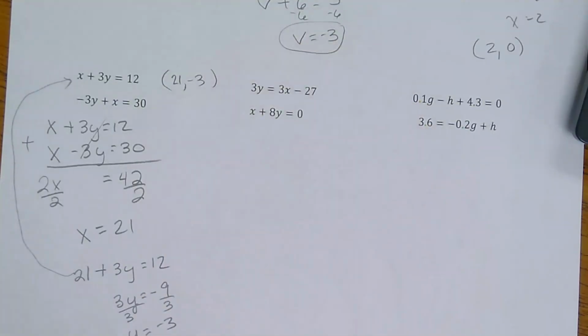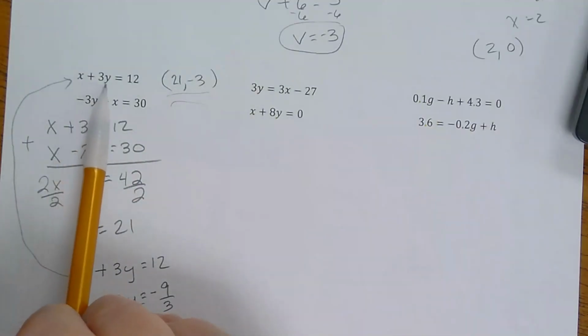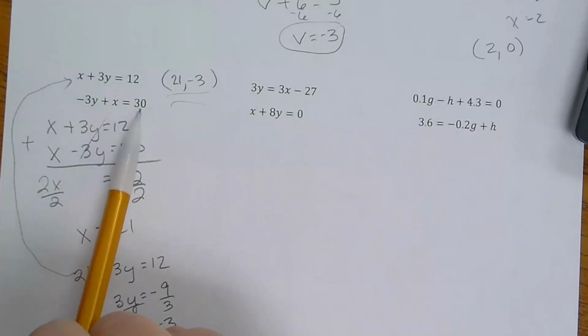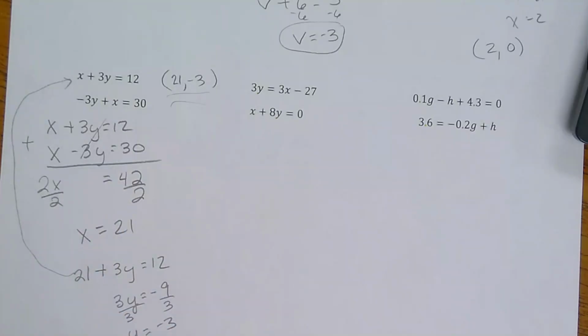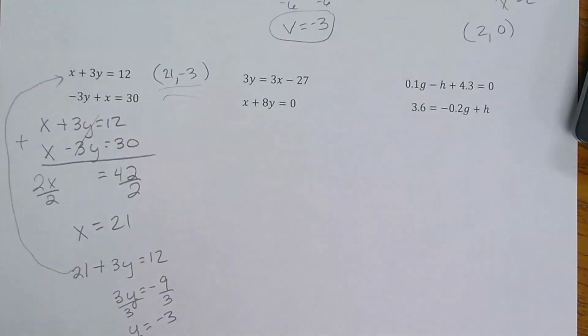This system of equations has one solution. The solution is 21, negative 3. That's the only values for x and y that make both of these a true statement. All right, look at the next one.